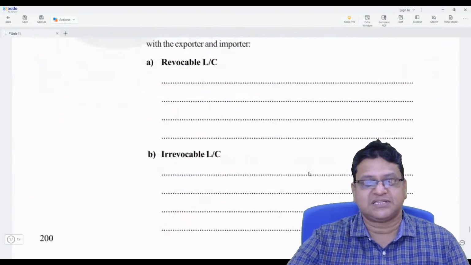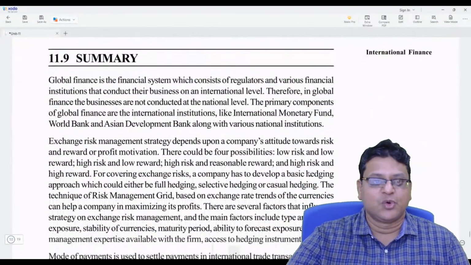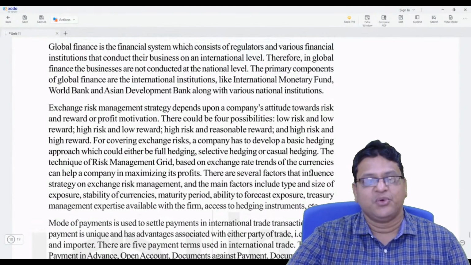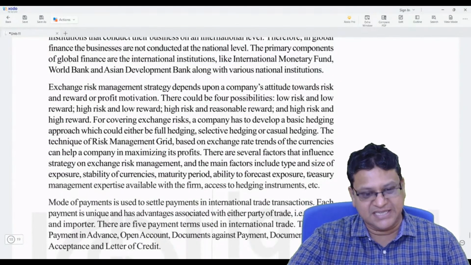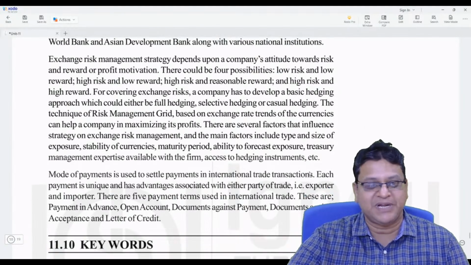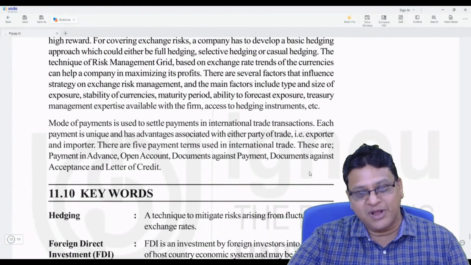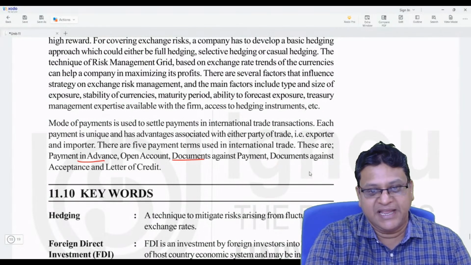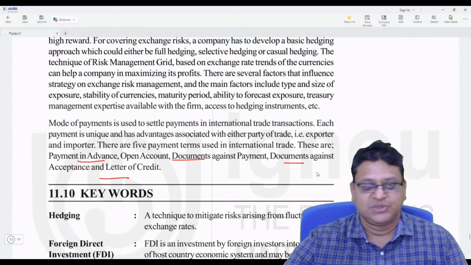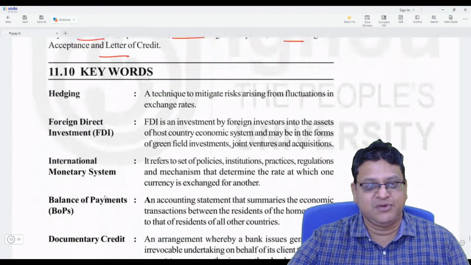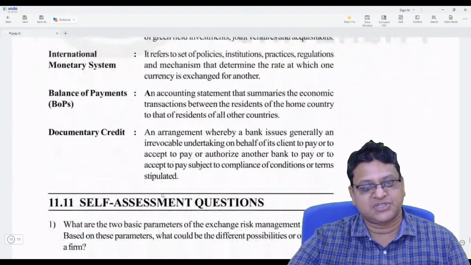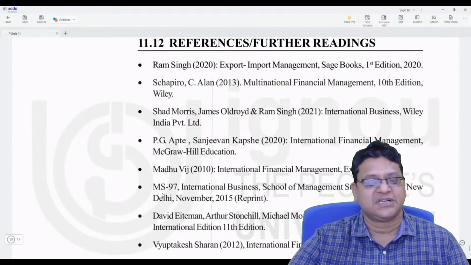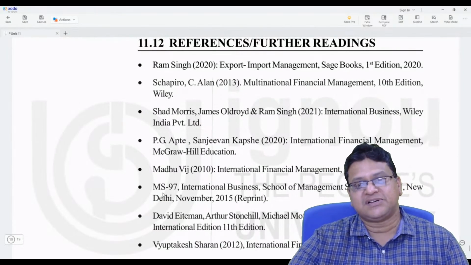So in today's class, we have discussed global financial management. We have discussed different financial institutions and how to manage exchange rate risk. We have discussed different modes of payment like payment in advance, open account, document against payment, document against acceptance, and LC. These are the keywords related to our class today, and these are the self-assessment questions and the references for further reading on international finance.